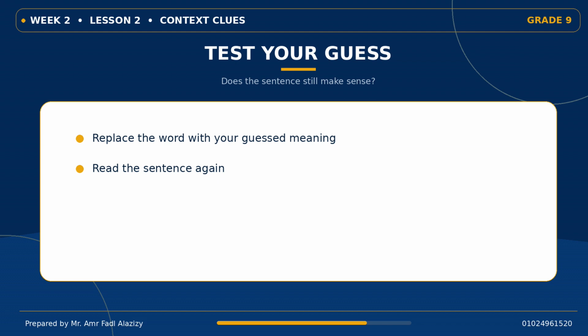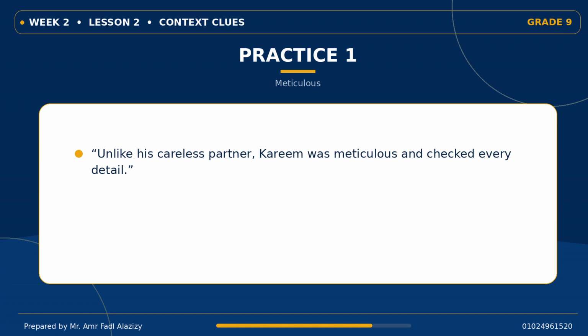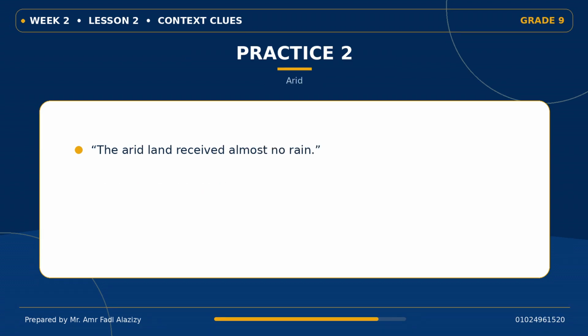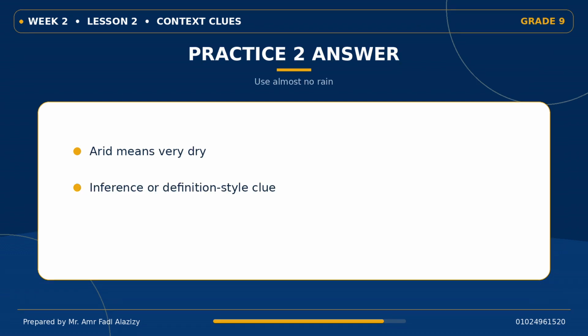Let us practice. Read this sentence. "Unlike his careless partner, Karim was meticulous and checked every detail." What does meticulous mean? The contrast with careless shows that meticulous means careful. The clue type is a contrast clue. Now read this sentence. "The arid land received almost no rain." What does arid mean? The phrase almost no rain shows that arid means very dry. This is an inference or definition style context clue.